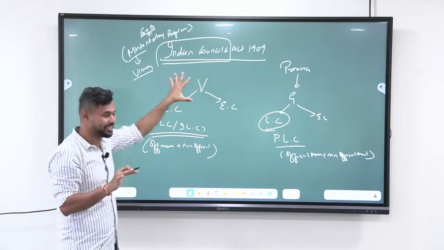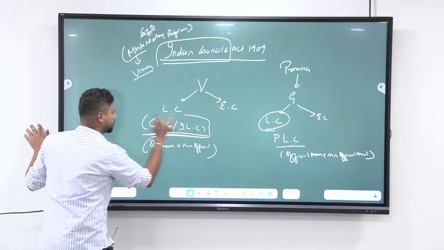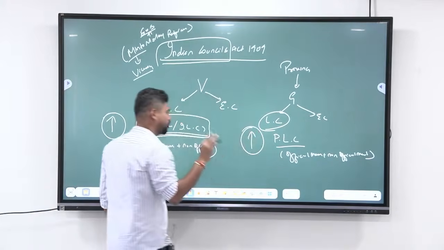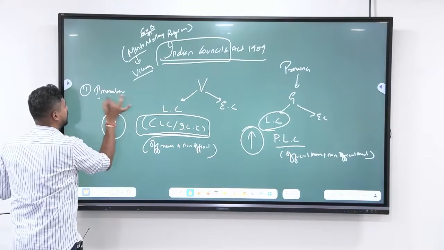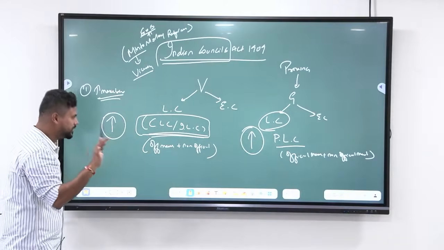However, look at what changes happen in the Indian Councils Act 1909. First, in the Central Legislative Council, they'll increase the number of members. In the Provincial Legislative Council also, they'll increase the number of members. So the first point is that the number of members in the Central Legislative Council and the Provincial Legislative Council is increased. The number is not important, they just increase it.